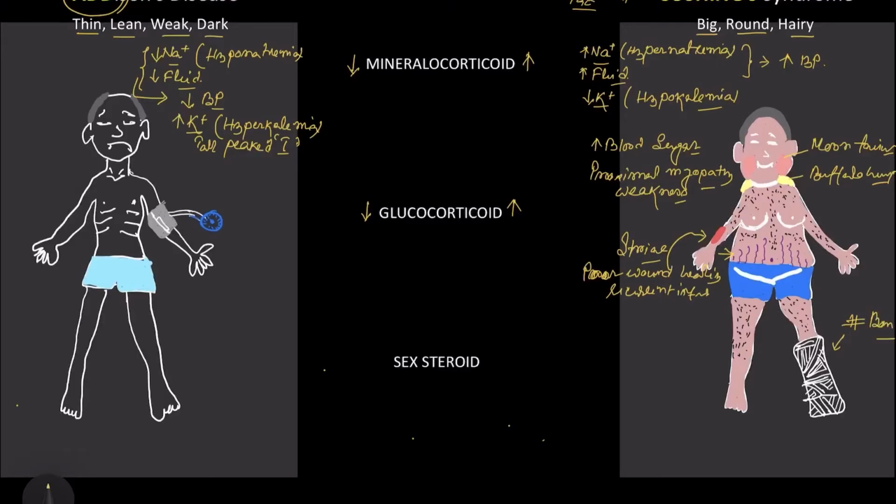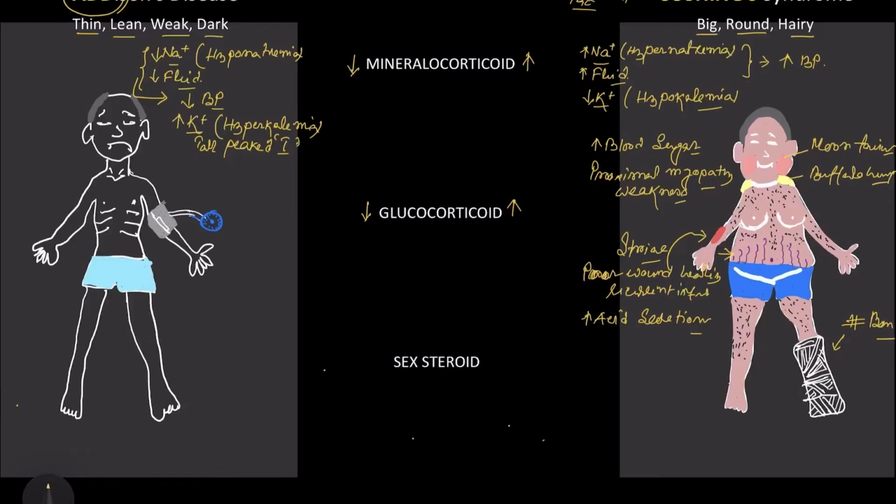Excess cortisol also increases the acid secretion from the parietal cell of the stomach. So, hyperacidity also occurs in Cushing syndrome. So, these are the features due to the excess glucocorticoid in Cushing syndrome.